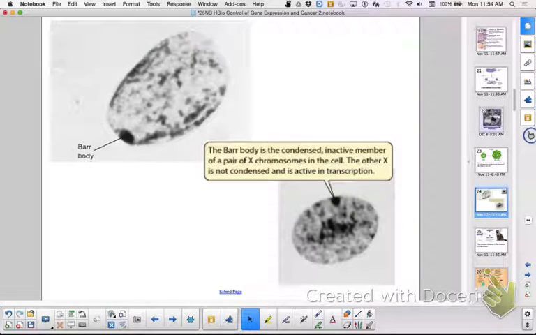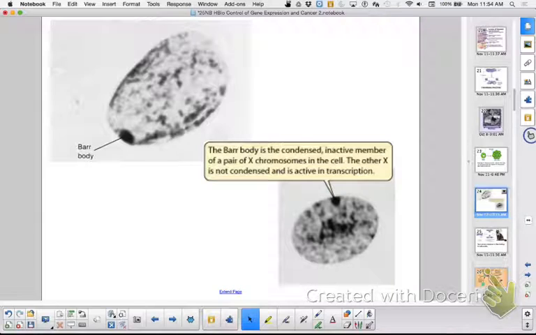Okay, that could be one way, if you got a set of cells, to know whether they came from a male or a female, whether or not it had a bar body in it. Because if it has a bar body in it, it must be a female or a man with Klinefelter's, but we'll learn that later.